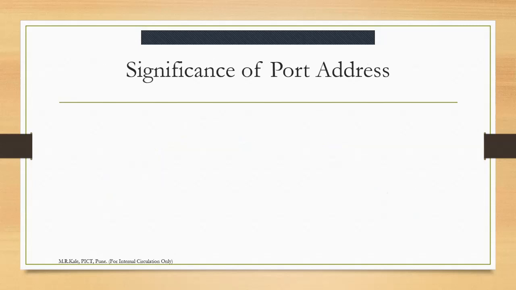And then we need to understand the significance of port address. Port address is also known as process address. We know that at a time on a machine, we have multiple processes running. So to identify each process independently, we need to have some unique identification for each process. And that address is known as process address or port address.